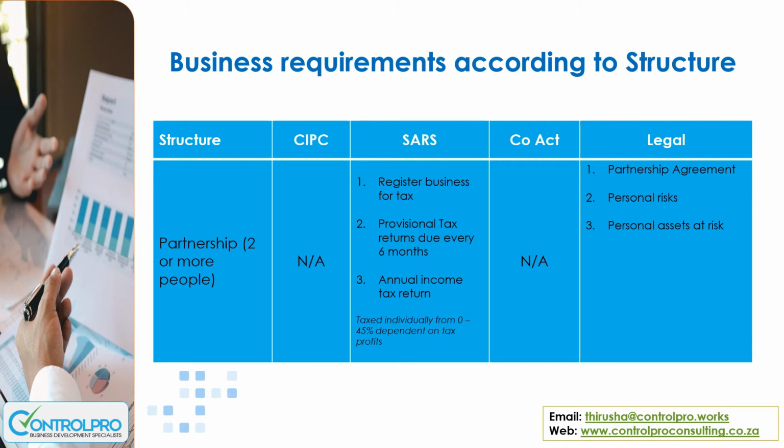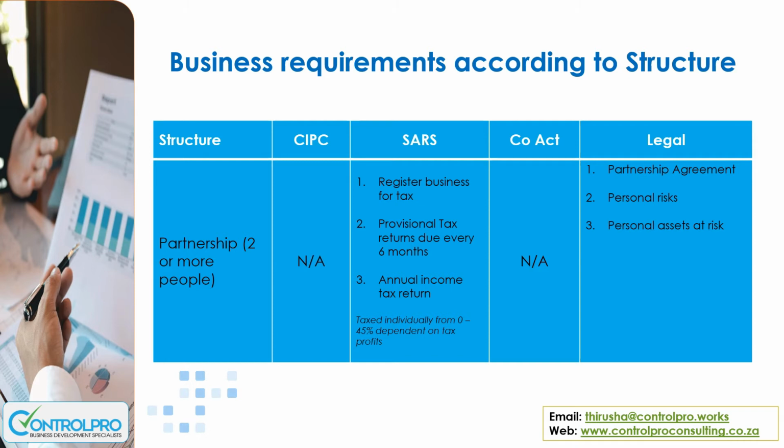Because you're trading in your own name or own names, there are personal risks, because the company or the business is not separate from the individuals. So the personal risks are there, much more so than in a company. So if you were to incur liabilities, then the affected parties can go after your personal assets, such as your house or vehicles, etc.